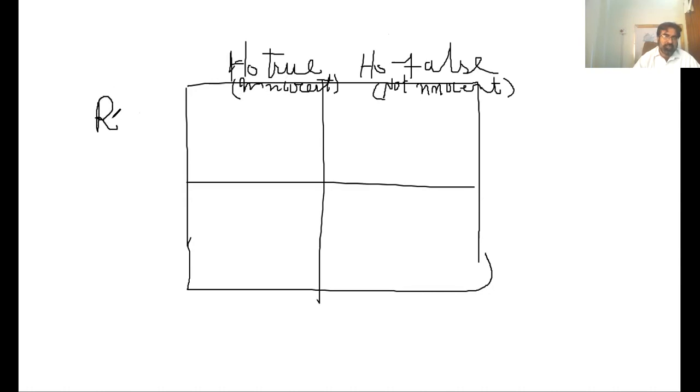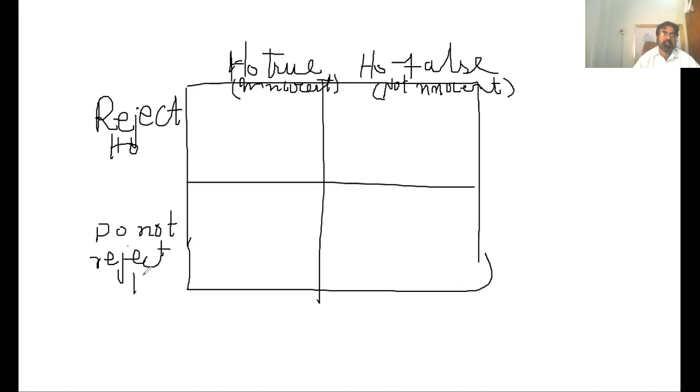Here we write reject H0 and do not reject H0. So here, if you reject the null hypothesis when it was really true, then you committed a type 1 error.